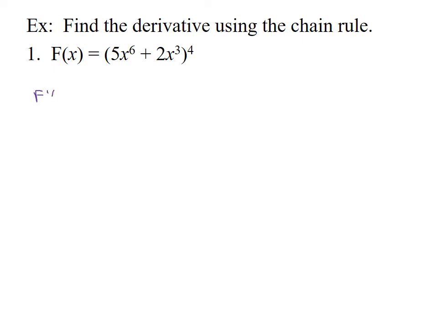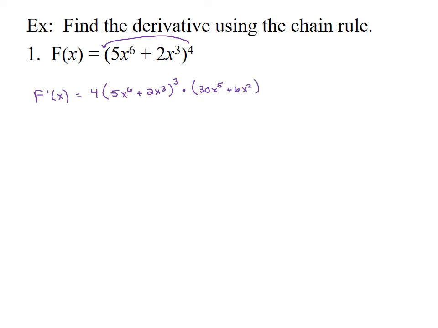So capital F prime of x is going to equal. The chain rule says you take the power 4 and you bring it to the front. You do not mess with the inside. That's kind of like your g of x term. You subtract 1 from the power, which is 3. And then the chain rule says if this is your g of x, the inside part, take the derivative of that and bring it out to the side. 5x to the 6 becomes 30x to the 5th. 2x cubed becomes 6x squared.